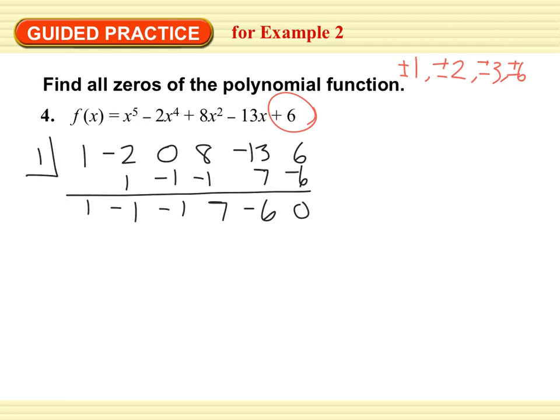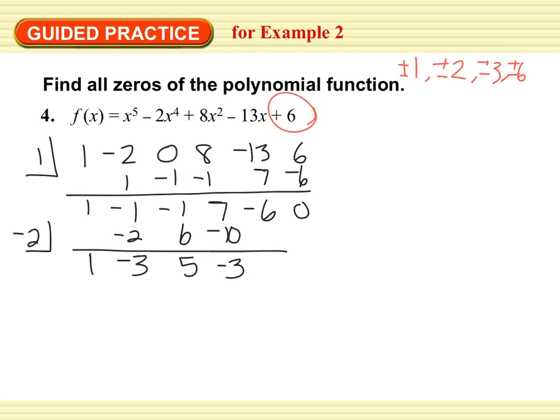I need 5, so let's try 2. No idea. Oh, multiply, add. It's a positive 1. Multiply, add. 2 times 1 is 2. Nope, that doesn't work. Okay, let's try negative 2. So, multiply, add. Negative 2 is positive 6. Add. Negative 10, negative 3, positive 6, and 0.